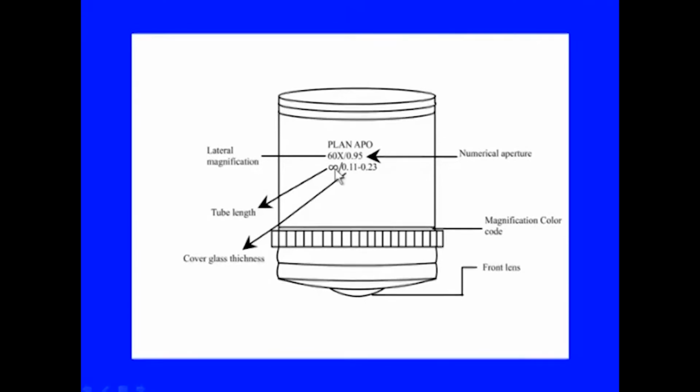Here, the tube length, if you see the infinity sign, shows that this objective is infinity corrected optics. Another is the cover glass thickness, which is given. Many objectives will have a color code for different kinds of magnification, and there is a front lens which is very close to the specimen, and the working distance will be calculated from the front lens to the specimen where it is placed on the specimen stage.